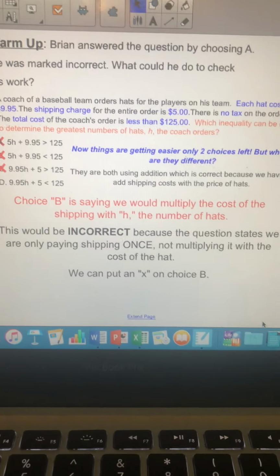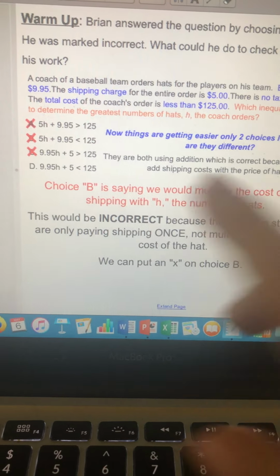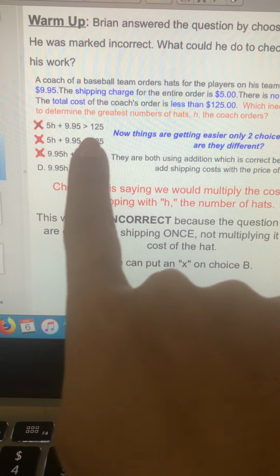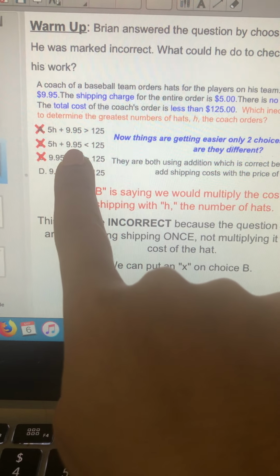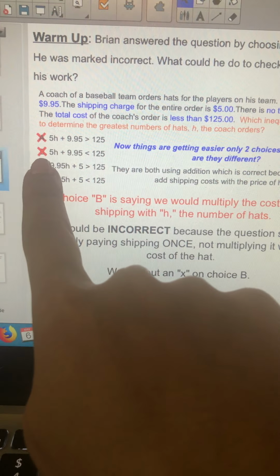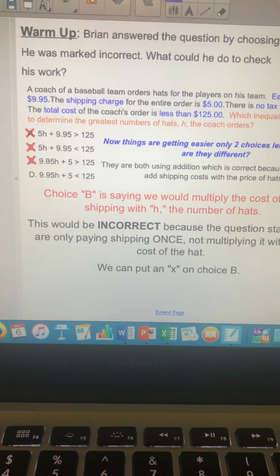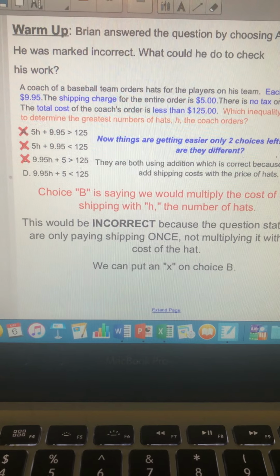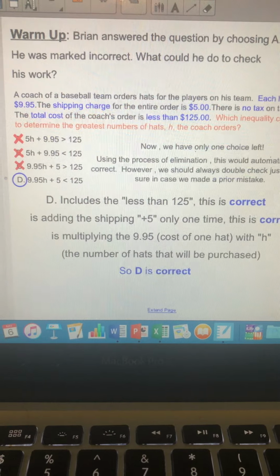So if you notice here, that kind of takes us to why choice B would be incorrect. So we know that it is less than 125. We want that. But as we just discussed, the $9.95 should have the H attached to it because it's $9.95 for each hat. It's not $5 for each hat. $5 is the shipping charge, the one-time charge. So we're looking for $9.95 being the coefficient of H. $9.95 multiplying H. So that's going to leave us with choice D.